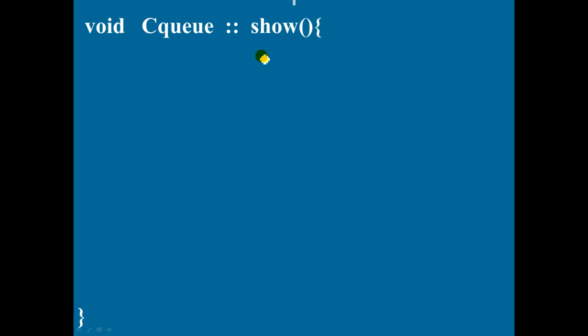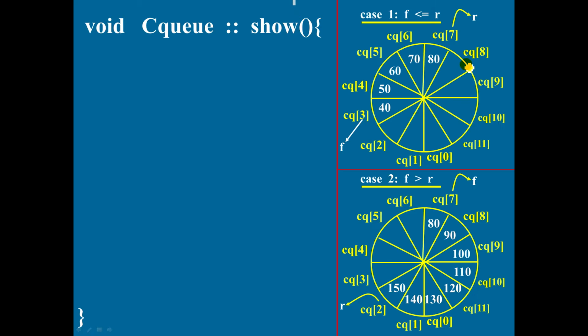To define the member function show outside the class, the format is return type, class name, scope resolution operator, followed by member function name, signature if any, opening and closing curly bracket. Now in order to write the code for show, two cases are there. Case 1, f less than or equal to r. This is the figure for f less than or equal to r because you can see f is 3, r is 7 and 3 is less than or equal to 7.